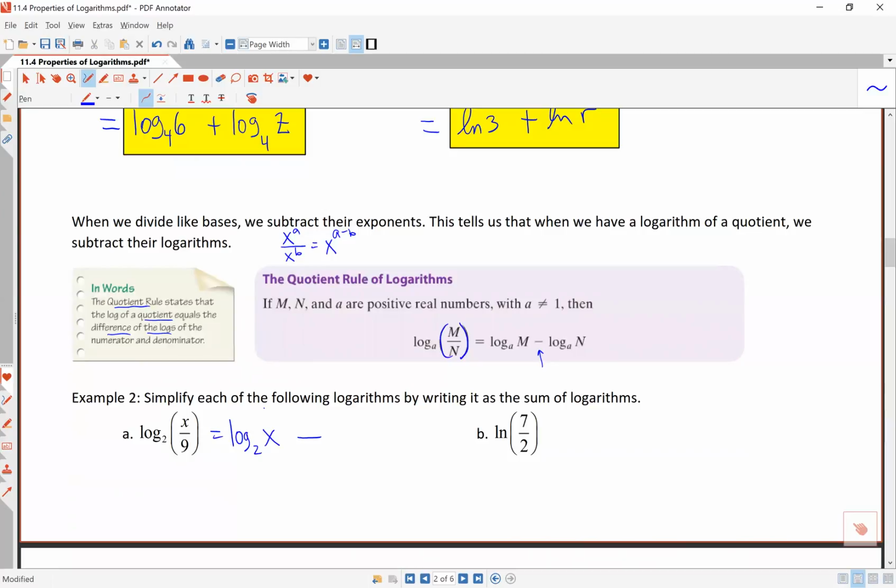Log base 2 of x minus log base 2 of 9. Natural log of a quotient, natural log of 7 minus the natural log of 2. Log of a quotient is the difference of the logs.